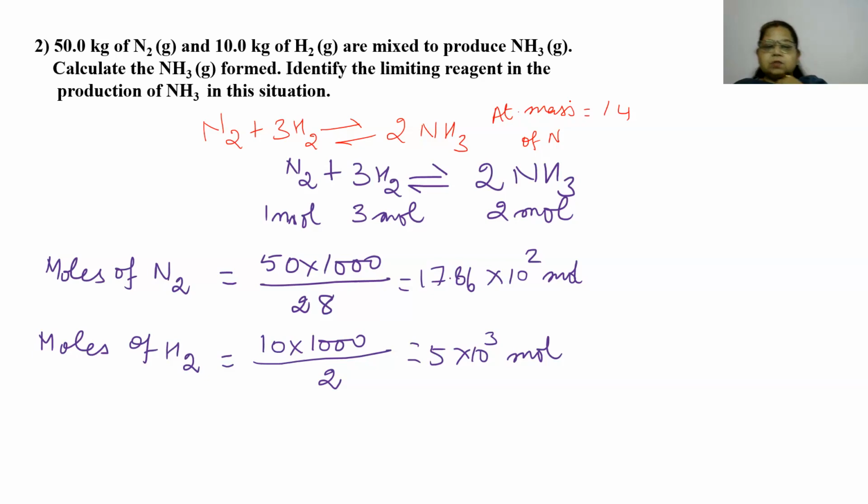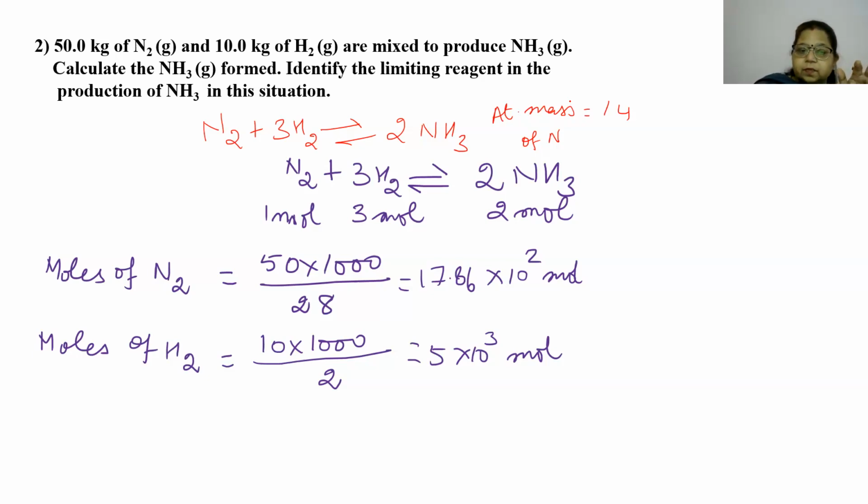In case of hydrogen, you are given 10 kgs, right? So 10 into 1000 divided by 2. It is H2. For hydrogen, it is 1, H2, it will become 2. So the number of moles of hydrogen will become 5 into 10 to the power 3 moles, right? As you can see, the ratio of moles of nitrogen to hydrogen is 1:3.